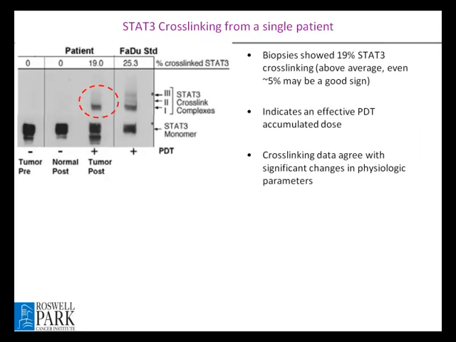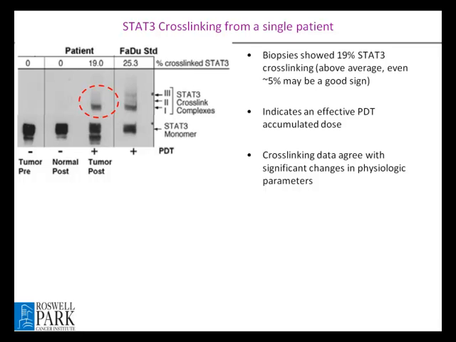So this is the STAT3 cross-linking. The Baumann group would take the biopsy samples and analyze them, and this one is like 19%. This is very high. I mean, we shouldn't look at a direct linear relationship, but he will say that even above 5% will be a good sign for the PDT. But we don't know exactly.